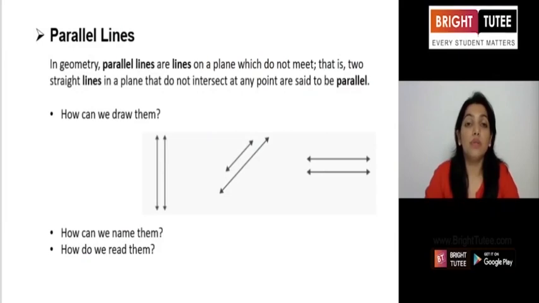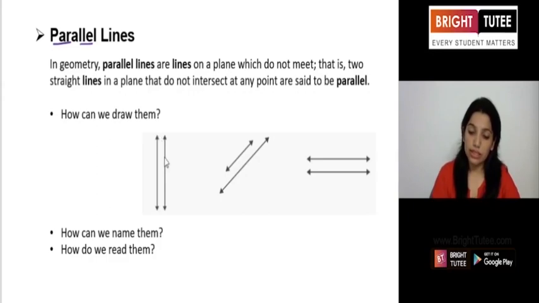Let us learn about parallel lines. The word is parallel. Parallel lines. In geometry, parallel lines are lines on a plane which do not meet, that is, two straight lines in a plane that do not intersect at any point are said to be parallel. So you can see the images here. I have actually kept an image for you so that you can have a clear idea of how parallel lines should look like.